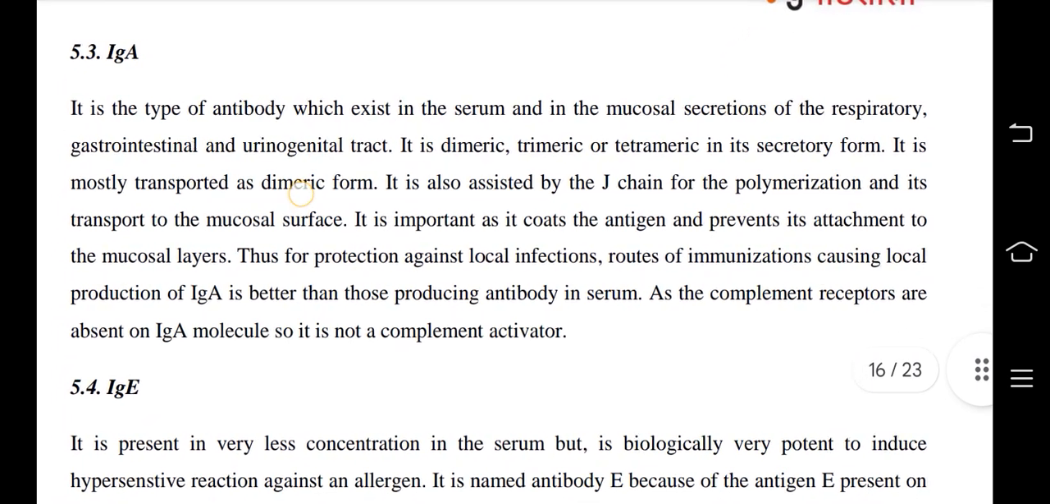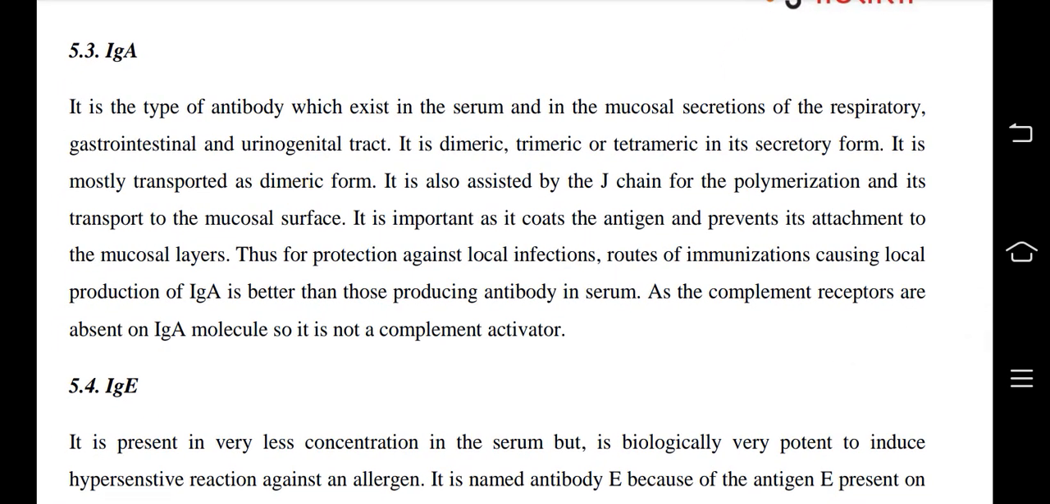And IgA, it is the type of antibody which exists in the serum and in the mucosal secretions of the respiratory, gastrointestinal and urinogenital tract.